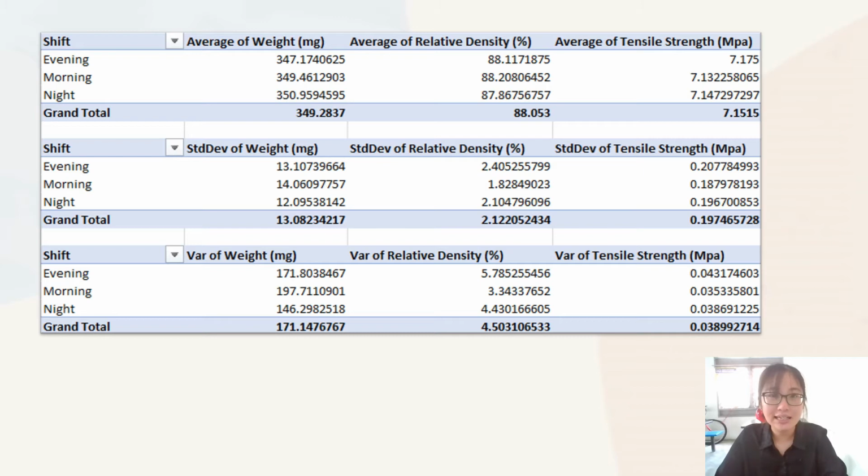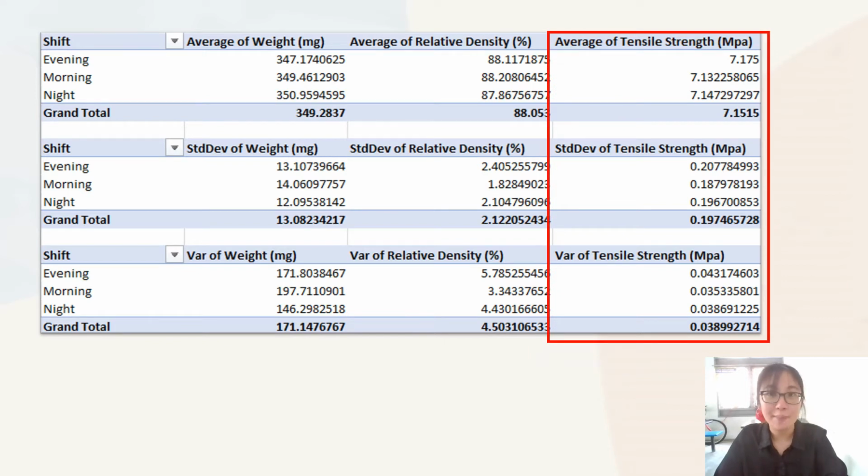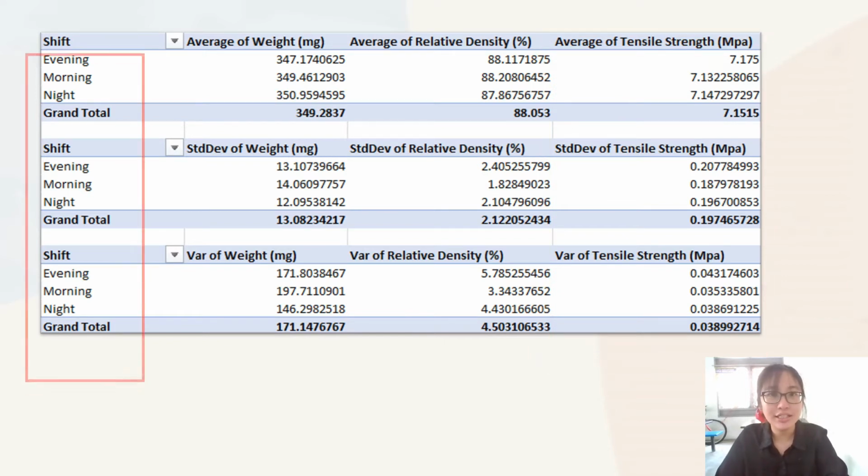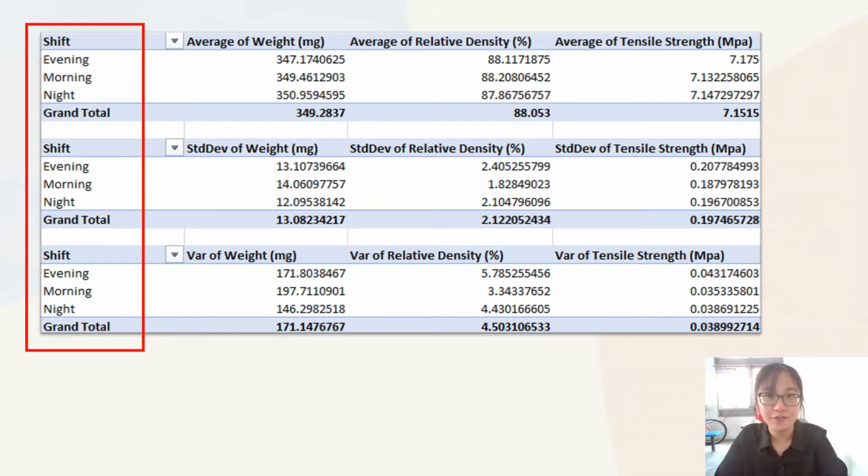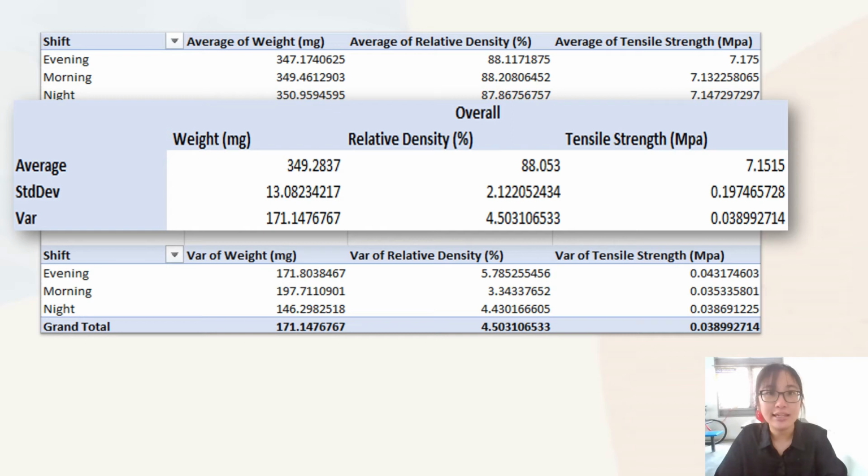First, we categorize the 200 sample data by using numerical method. You can see from the table here, we get the average, standard deviation, and variance of weight in milligram, relative density in percentage, and tensile strength in megapascal. And we arrange it according to the 3 different shifts, which are evening, morning, and night. Hence, we can get the overall data stated in 3 of the shifts in another table.